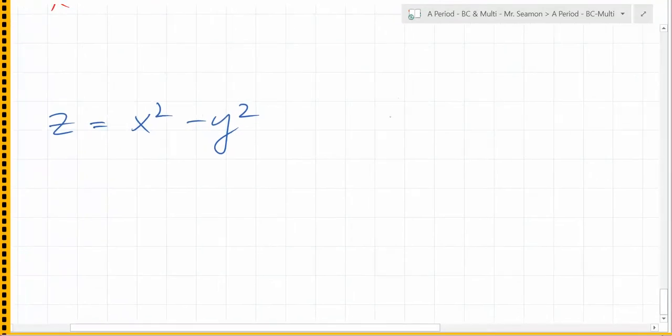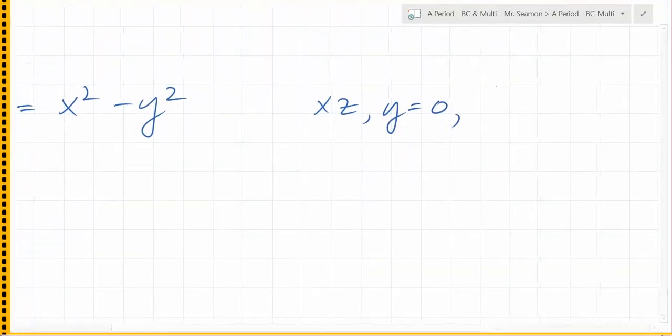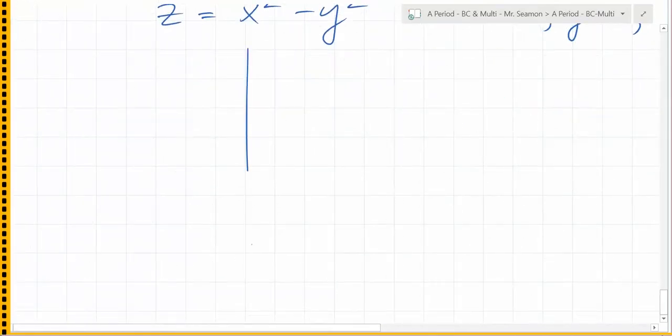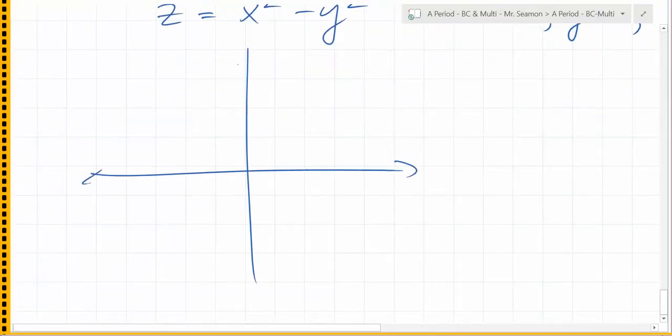So let's say we did the xz plane. That's when y is equal to what? 0. So what cross section is that going to be? z is equal to x squared. So let's pause for a second and actually sketch that. z is equal to x squared. It's not that bad. Yeah, you've got to be real careful.